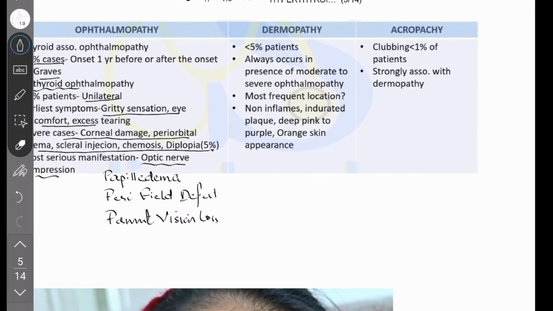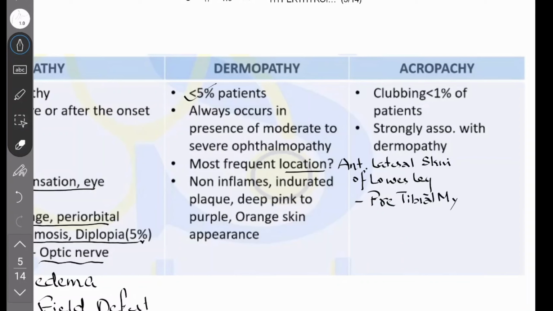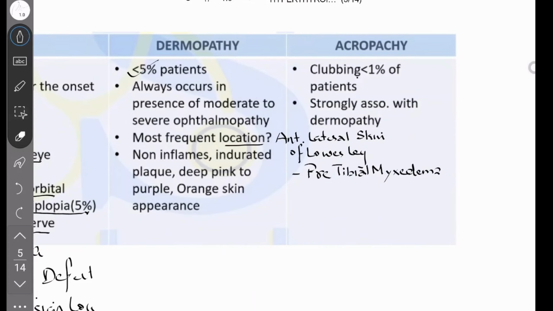Dermopathy means the skin changes. It occurs in less than 5% of patients. It always occurs in the presence of moderate to severe ophthalmopathy. The most frequent location is the anterolateral skin of the lower leg. That is why it is called pretibial myxedema. Okay, it's non-inflamed. So next comes the acropathy. In less than 1% of cases, there will be clubbing, strongly associated with dermopathy.